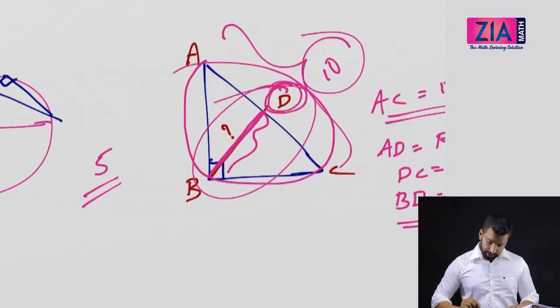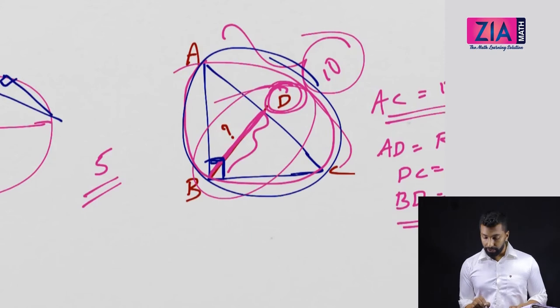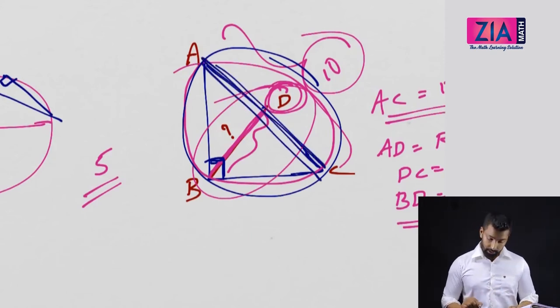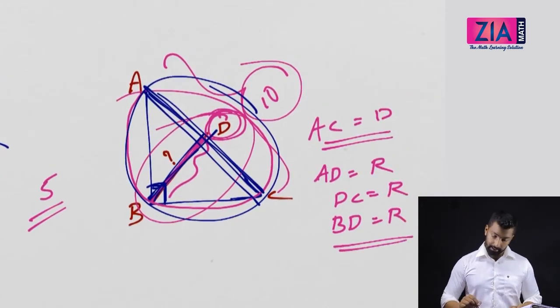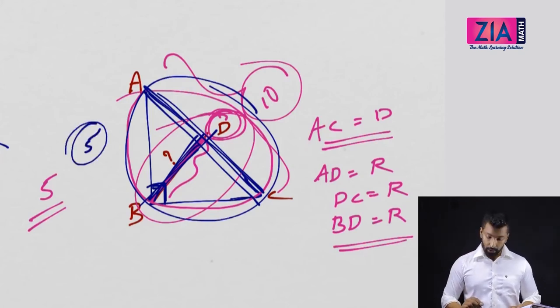So if this is 90 and you are drawing a circumcircle, obviously this hypotenuse will be the diameter. So this is going to be half of it. So if the question asks for BD, the answer is 5. They can also ask you what the radius is if you draw a circumcircle, and then also the answer is 5.